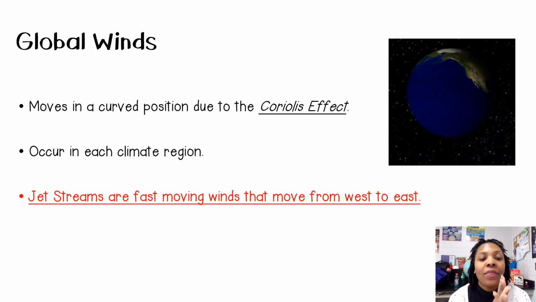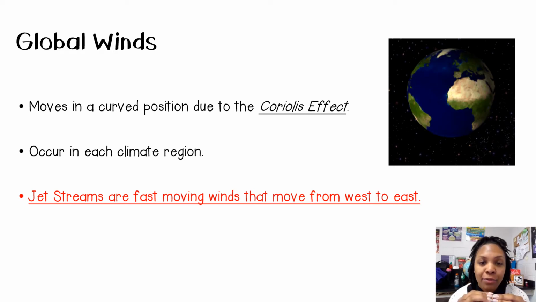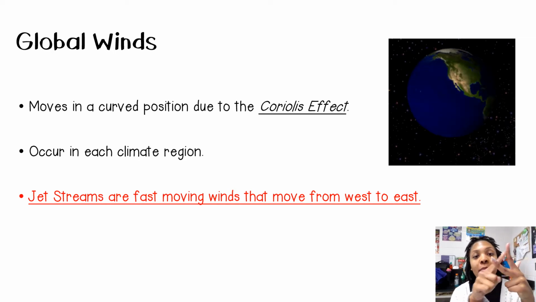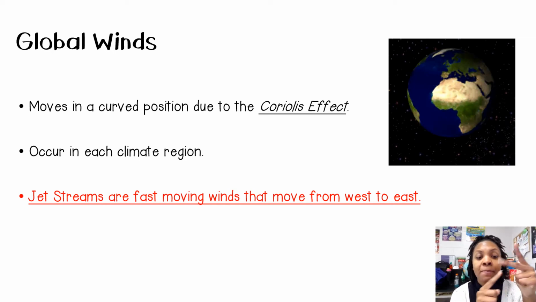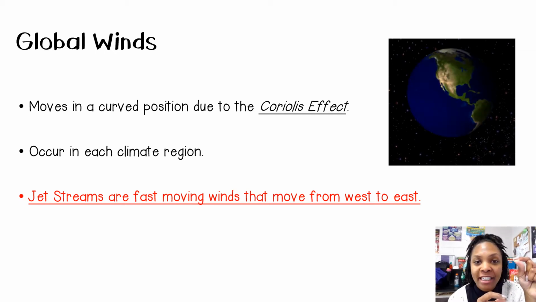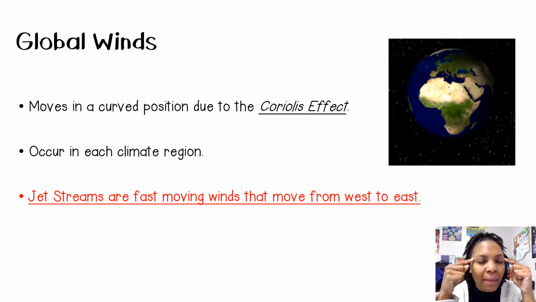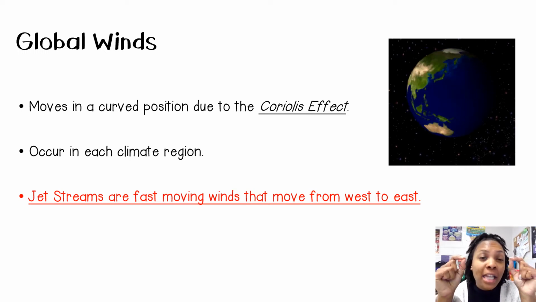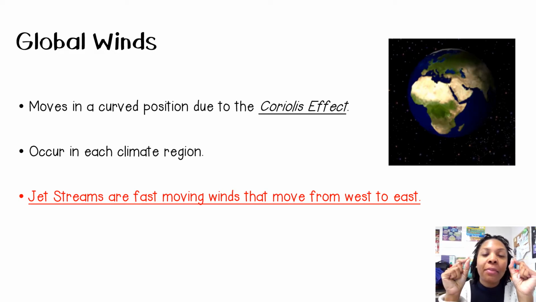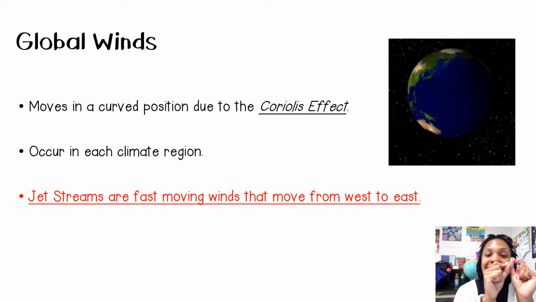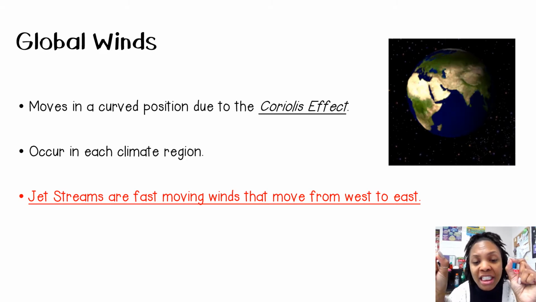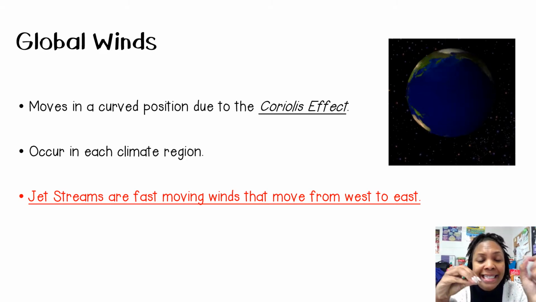All right. So global winds occur in each climate region. We know that there's the tropical region, temperate region, and the polar region. So there are global winds that occur in each one of those regions. Jet streams are fast moving winds that occur in the temperate region. And we can remember that because in the temperate region, there are prevailing westerlies, and the prevailing westerly winds move from west to east. So a way we can remember that the jet streams are in the temperate region is they both move from west to east.